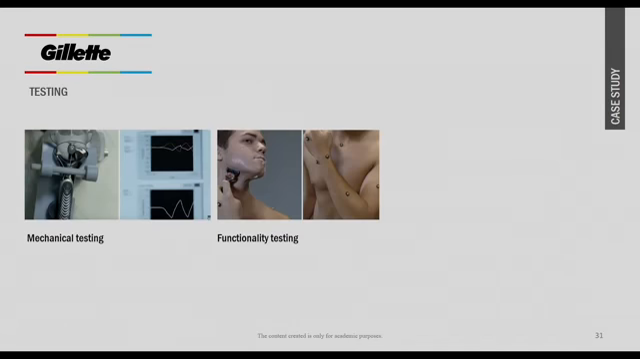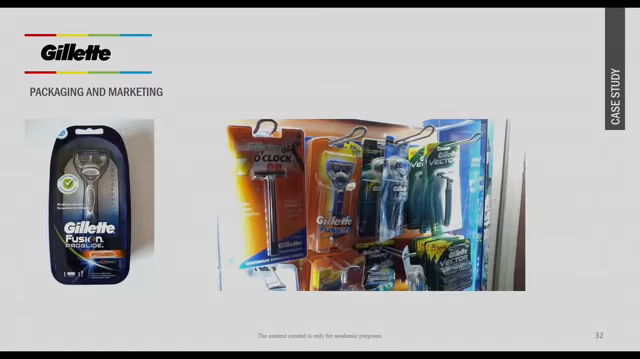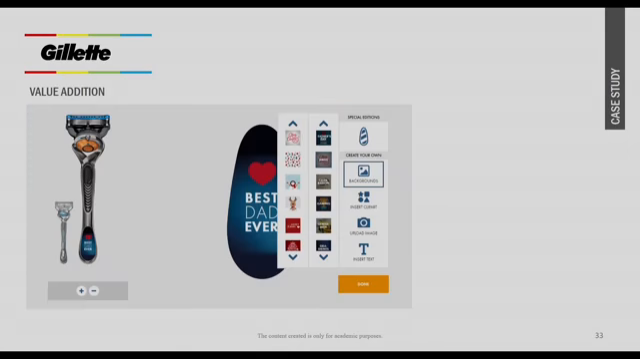Then they tested the mechanical behavior of it, and they also checked the functionality testing. The last part they did is the packaging and marketing. They also added some value to the product. They kept some space where you can put some text or image, so you can basically personalize the product. By adding this feature, they are adding value.